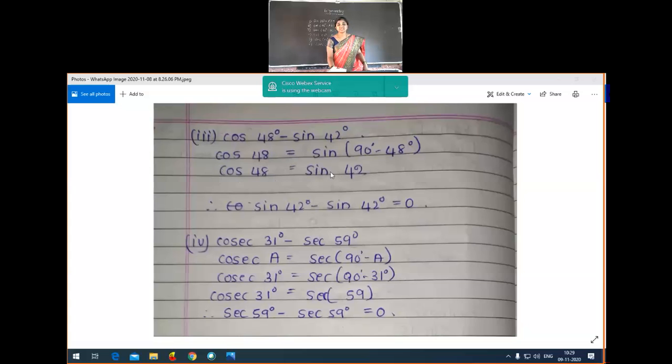Now substitute this sine 42 in the given expression. Cos 48 we have to substitute as sine 42, minus sine 42 as it is. Therefore, sine 42 minus sine 42, the answer is 0. I think everyone got the same answer, right?